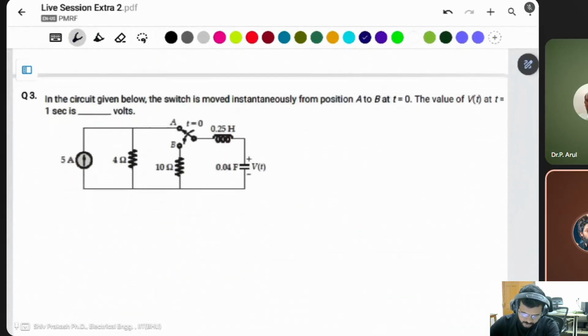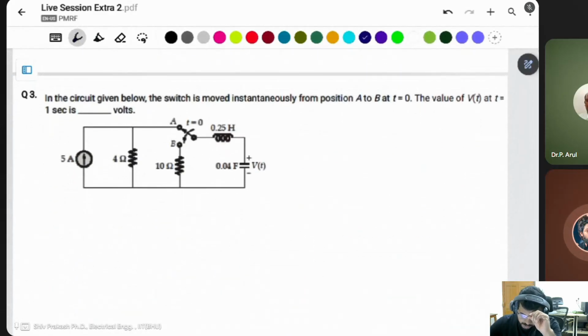Okay, the next one. In the circuit given below, the switch is moved instantaneously from position A to B at t equals 0. The value of V(t) at t equals 1 second.